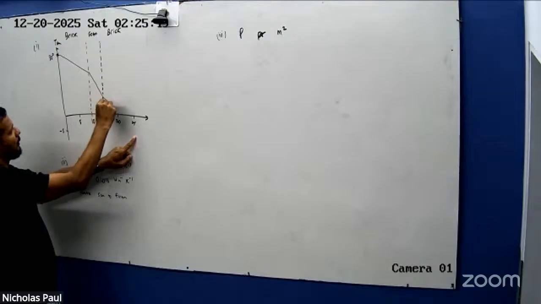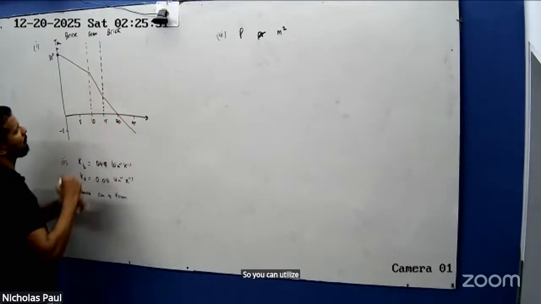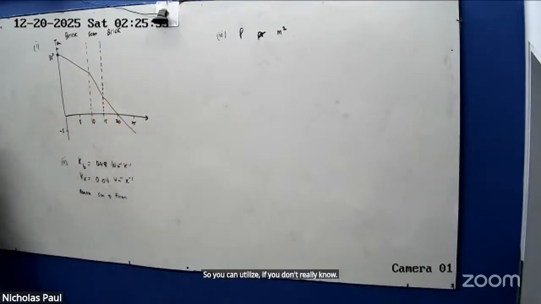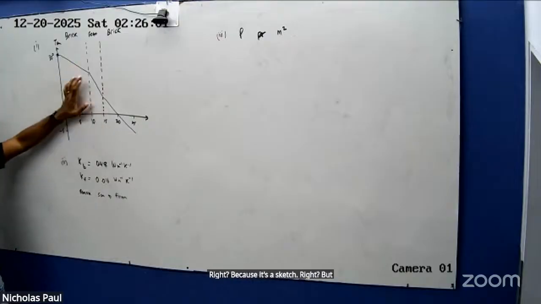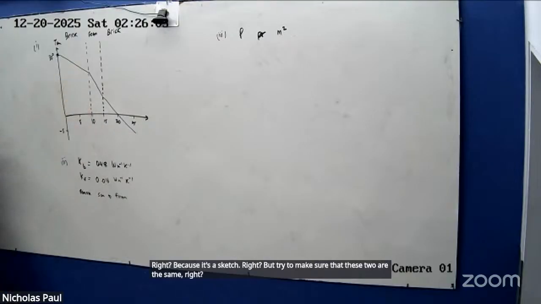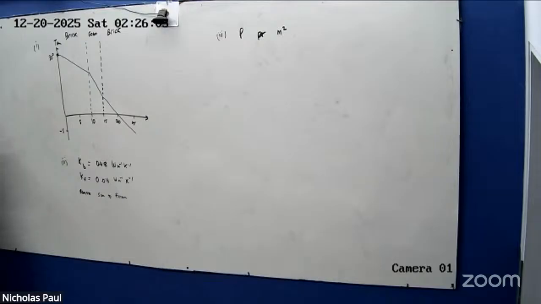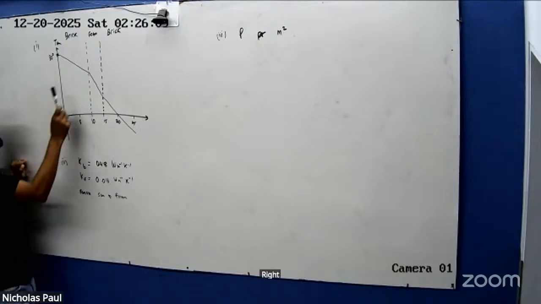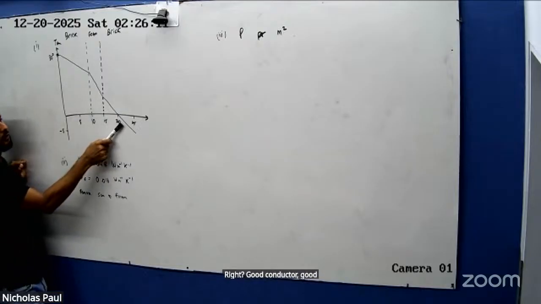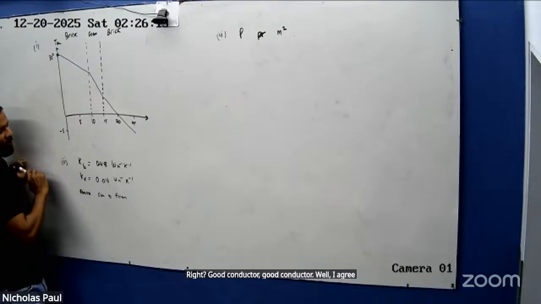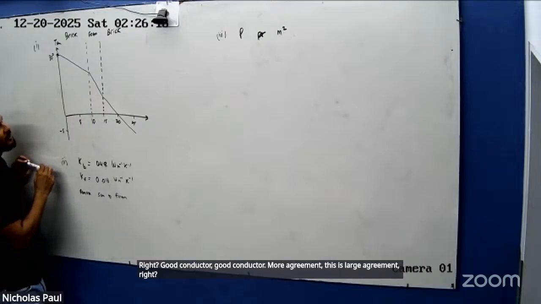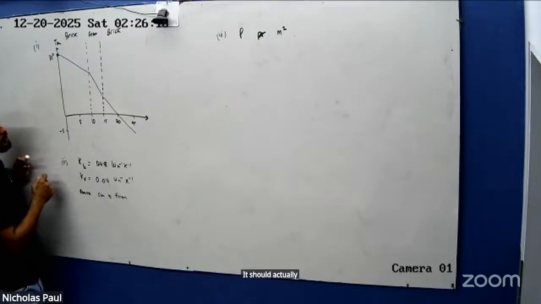You get penalized if you don't draw the two gradients the same. They have to be close to the same. A little off is okay because it's a sketch, but try to make sure these two are the same. Good conductor, smaller gradient; this is the larger gradient. It should actually be a little sharper than that.